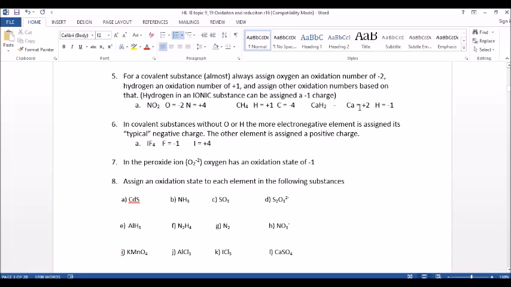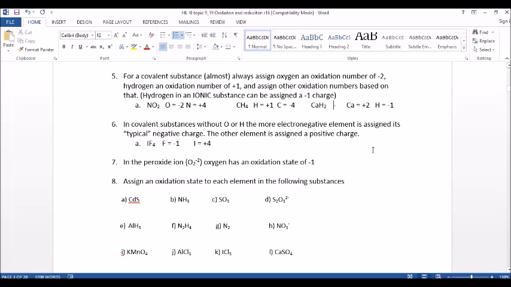A weird thing that will pop up every now and then is sometimes hydrogen will be part of an ionic substance, a metal and a nonmetal. In that situation, you have to give hydrogen a -1 charge, just like you would in any sort of ionic substance. So calcium's +2, therefore these hydrogens have to be -1. It's kind of weird, won't see it very often, but just in case it pops up, I'm going to mention it.